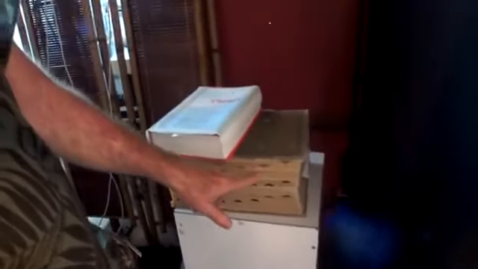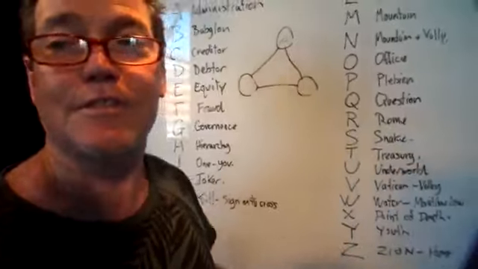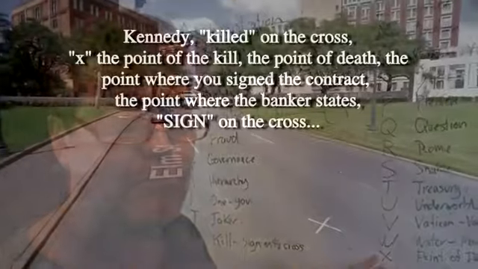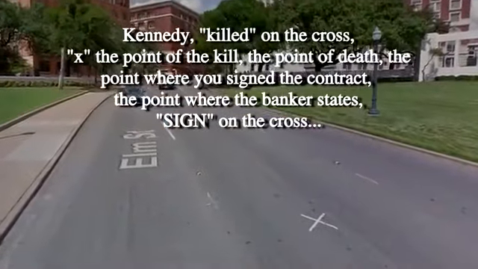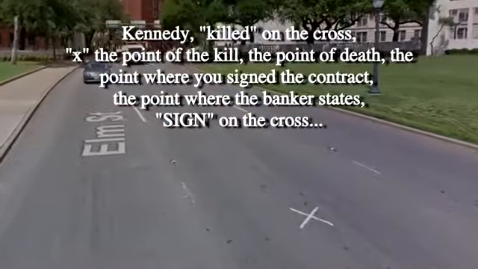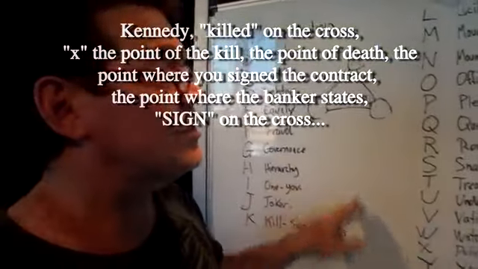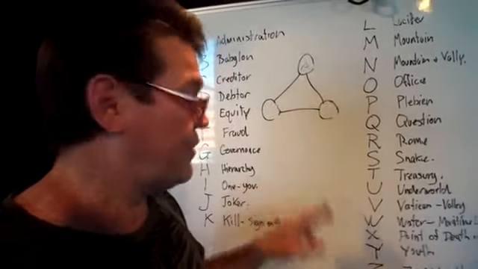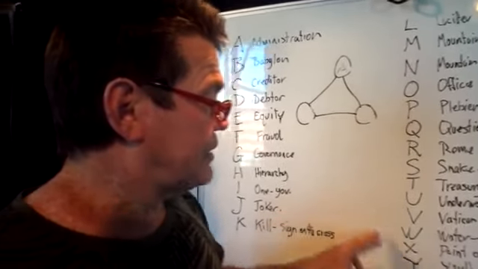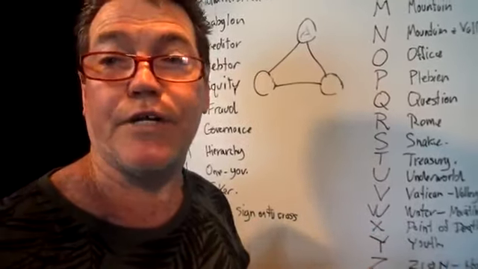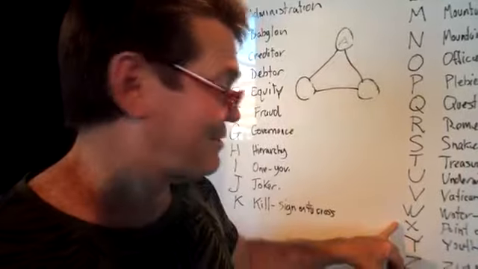And even if you look in this big book here, the Webster's, have a look at the meaning of the cross. It means death. That's the point of death. It's also the signature. This cross, the Christian cross, is a symbol of death, but it's also the signature of an illiterate, sign on the cross.